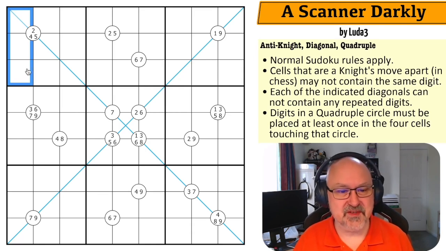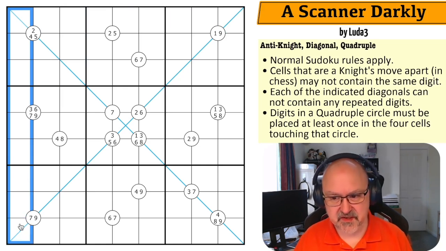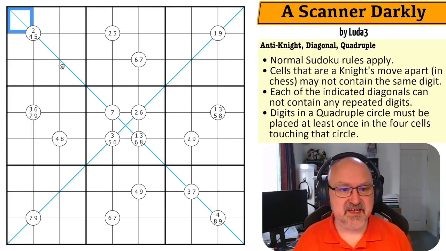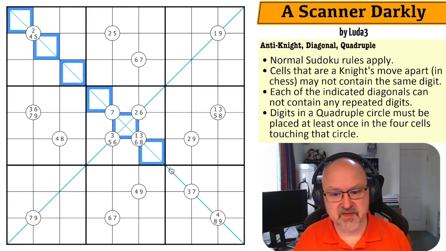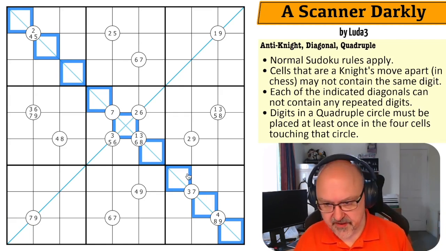Normal Sudoku rules apply. So in every box, in every row, and in every column, the digits 1 to 9 must be placed without repetition. We also have the same constraint on these diagonals. So the diagonals may not contain any repeated digits. They are 9 cells long, so they will contain the digits 1 to 9.